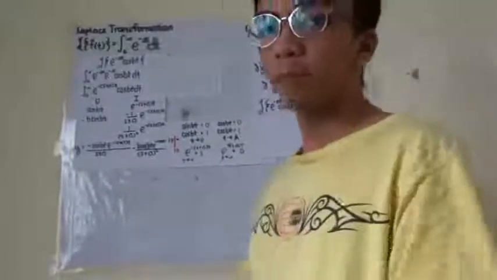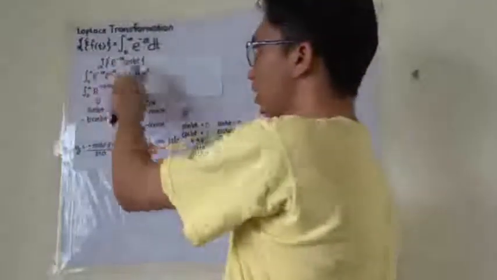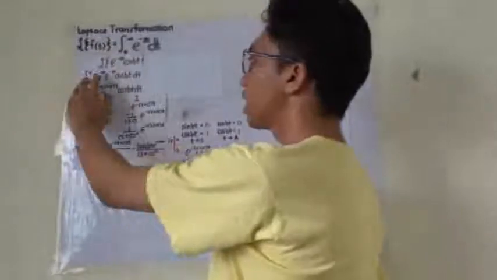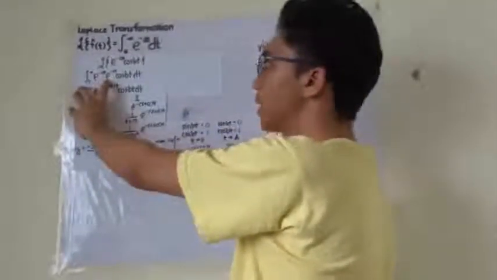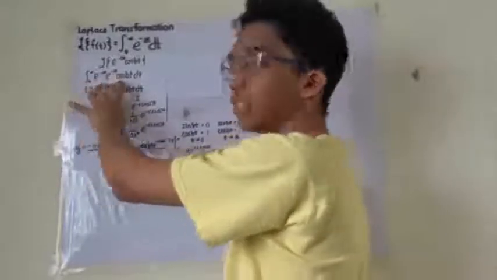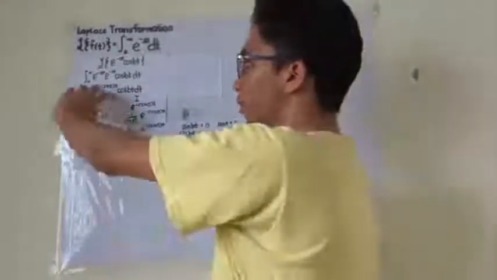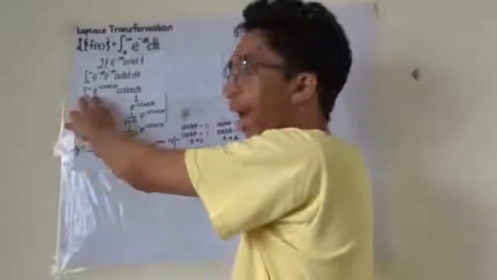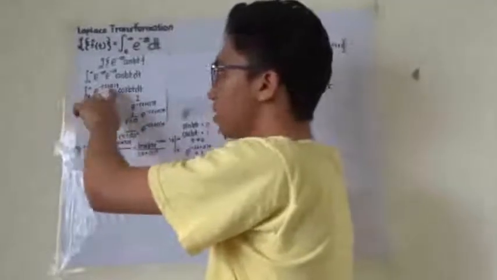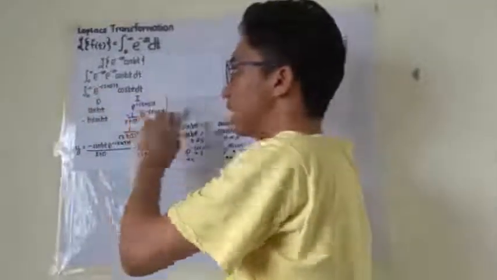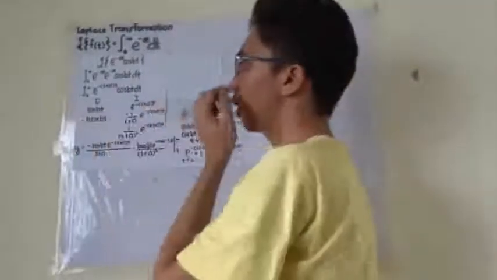And for the Laplace transformation of e raised to negative at cosine bt, we have the improper integral of e raised to negative at times e raised to negative st cosine bt dt. And simplifying by laws of exponents, we have e raised to negative quantity s plus a times t cosine bt dt. And using the tic-tac-toe method, we have the derivative and the integral part.